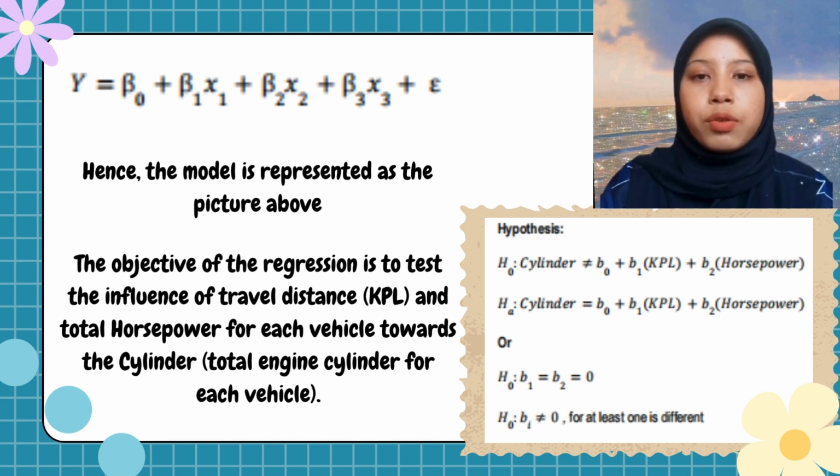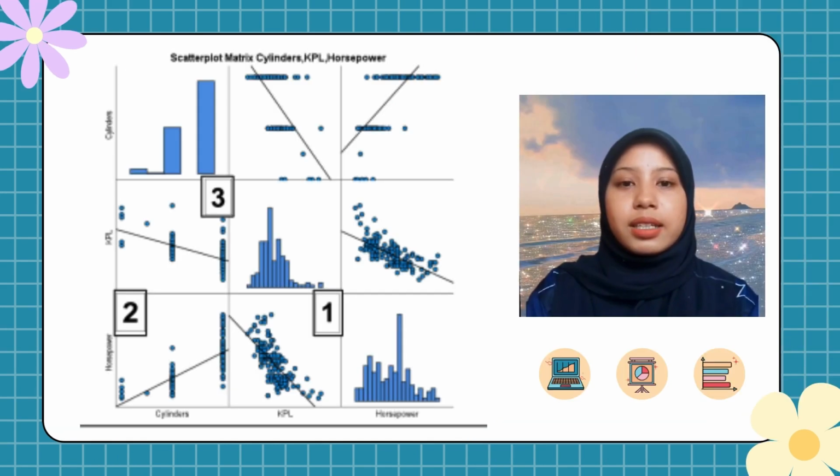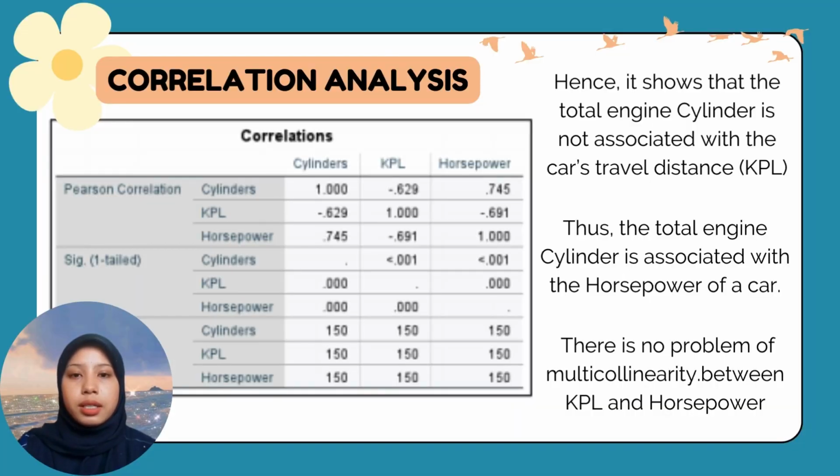This is our hypothesis for the multiple linear regression, and this is the scatter plot matrix between cylinder, kpl, and horsepower. Next is the correlation analysis. The correlation table shows the Pearson correlation between cylinder, kpl, and horsepower. The table shows that kpl is correlated with the cylinder at negative 0.629, below 0.3. Hence, it shows that the total engine cylinder is not associated with the car's travel distance, kpl. Next, the horsepower of vehicles is correlated with the cylinder at 0.745, above 0.3. Thus, the total engine cylinder is associated with the horsepower of a car.